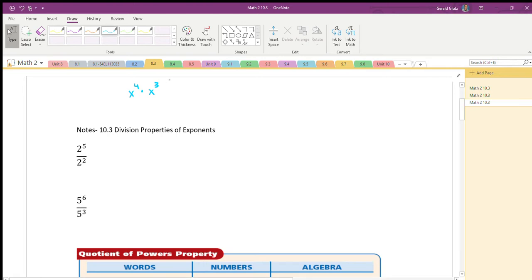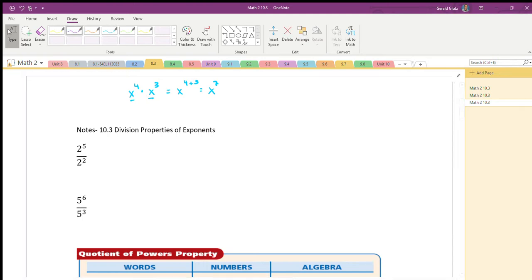So just a little review. If we had x to the fourth times x to the third, so we got the same base, what do we do with the exponents? We're just multiplying the two numbers. We add them, so hopefully that's what you're saying to yourself. So x to the 4 plus 3, so that would be x to the 7th.